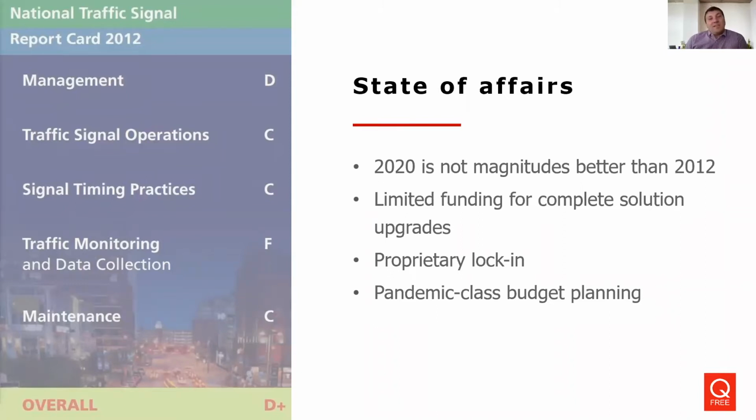So this is 8 years old, the traffic signal report card. But back then, FHWA went out and said, let's find out the state of our infrastructure. Let's find out where we're at. And it was expected to come back quite low. So we got a D+ overall. Something really specific I want to point out is the traffic data monitoring and data collection. We got an F.